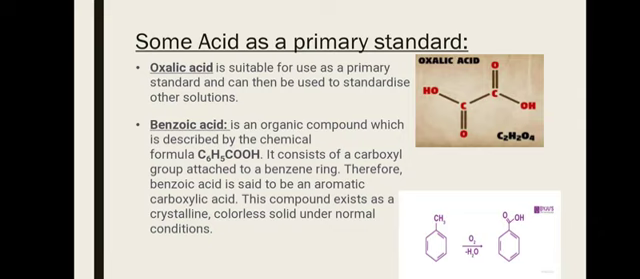This is the formula of the primary standard, and the structure of the primary standard is there.